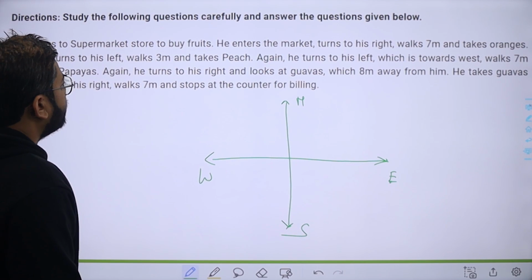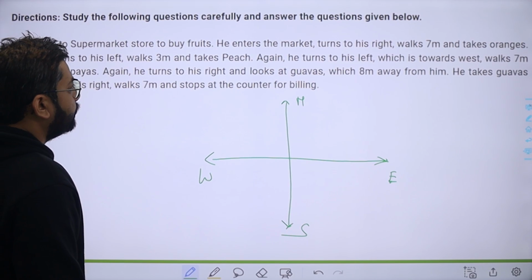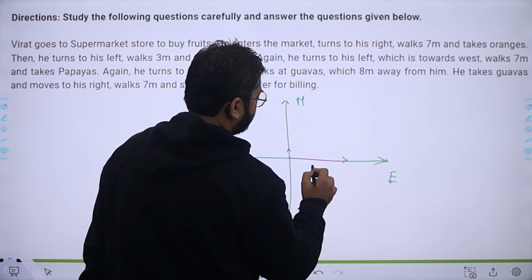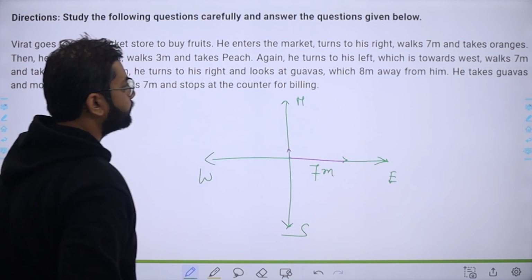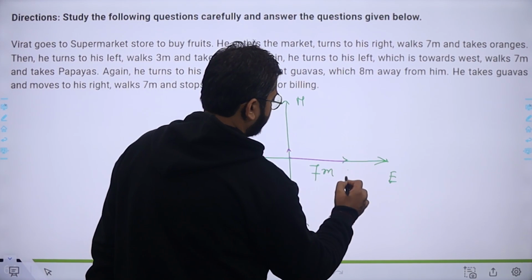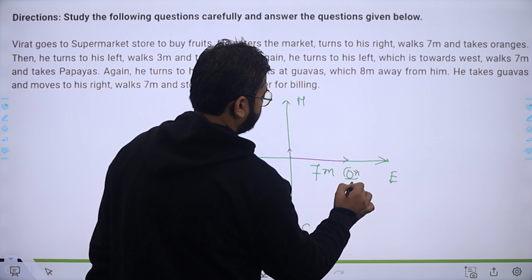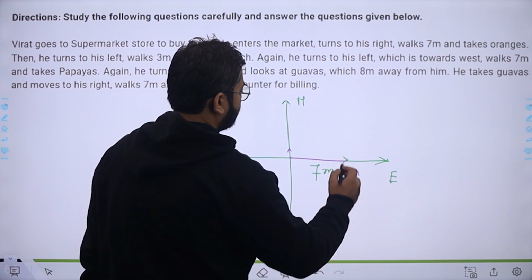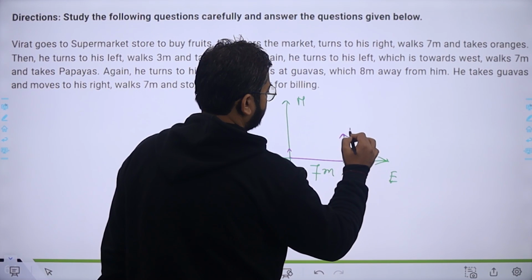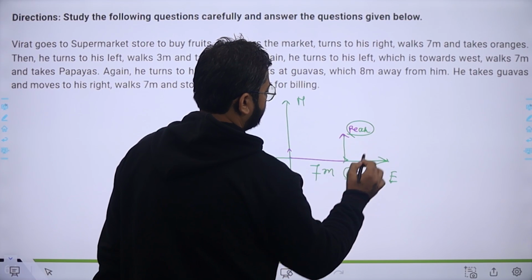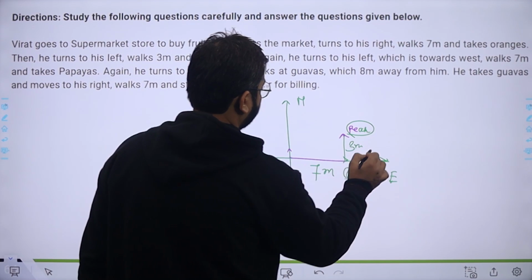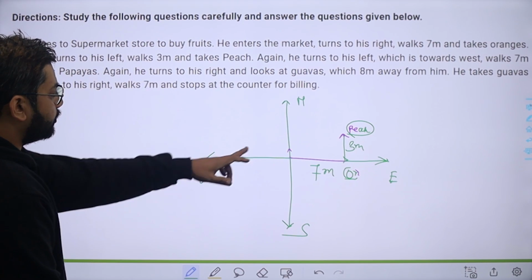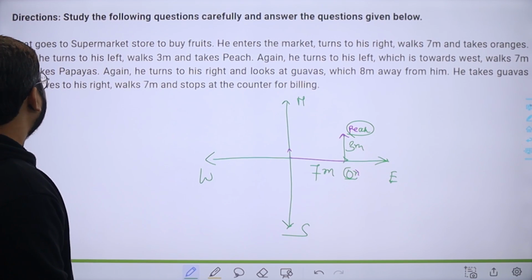Virat goes in the supermarket to buy fruits. He enters the market, turns right, okay, walks 7 meters. So it means that he turns right. He is facing this direction. He turns right in this direction, 7 meters. Takes the oranges. Then he turned his left and walked 3 meters, takes peaches. Okay, this one is the 3 meters. Again he turned left, which is towards the west. Okay, then turn left, which is towards the west, walk 7 and take papayas.